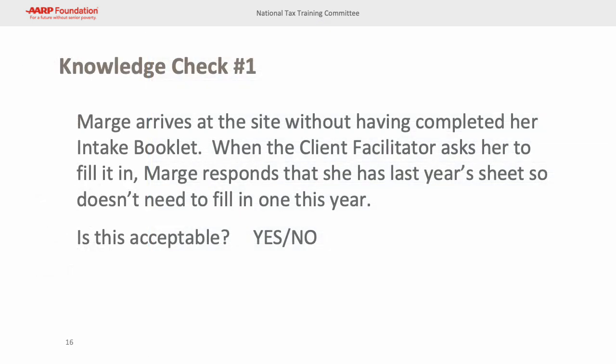Okay, knowledge check. Question 1. Marge arrives at the site without having completed her intake booklet. When the client facilitator asks her to fill it in, Marge responds that she has last year's sheet, so she doesn't need to fill in one this year. Is this acceptable?